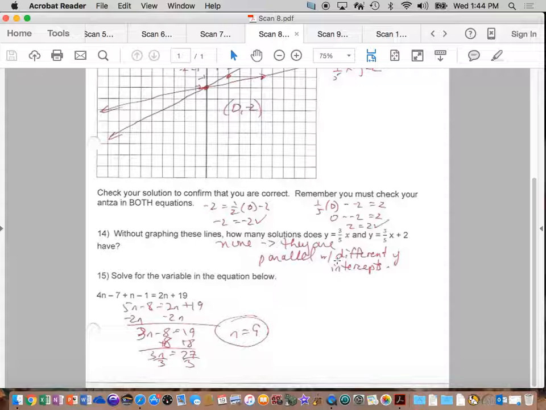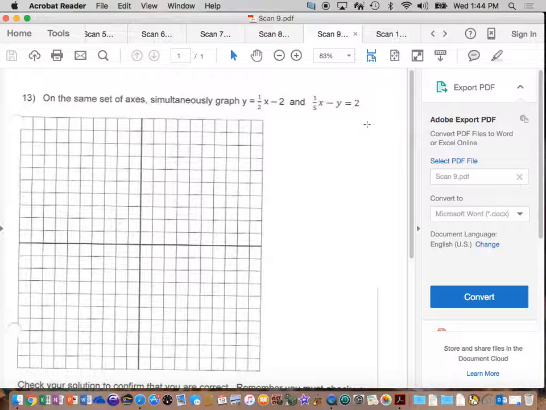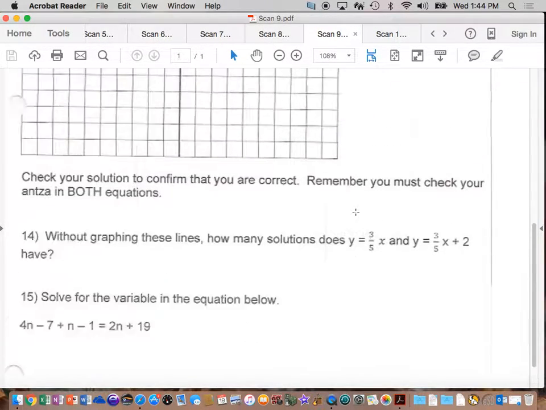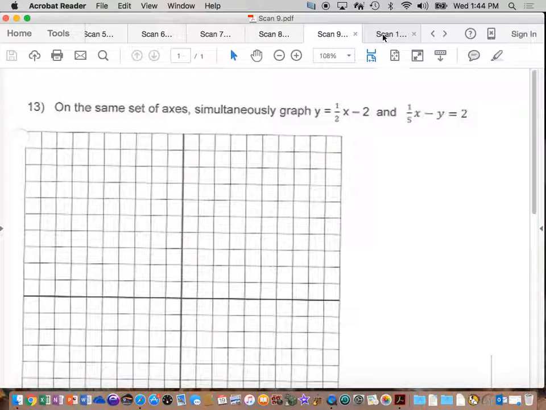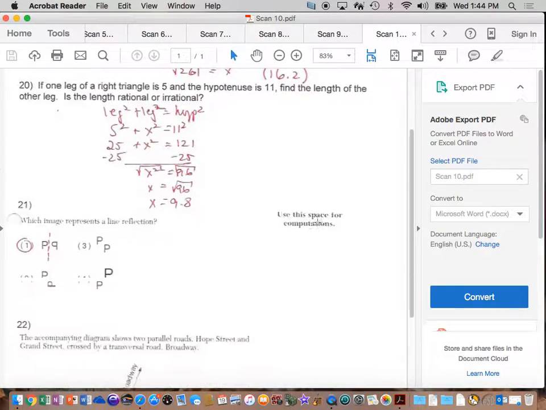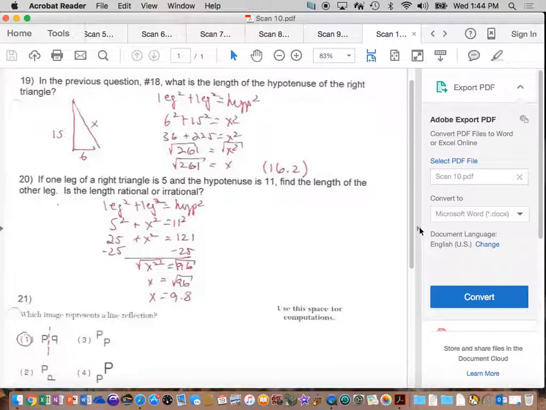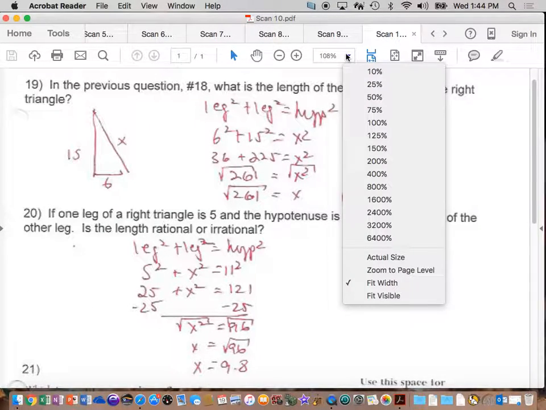Any questions? Okay. Scan 9. Uh-oh, what is this? I didn't need this. I might have had the page backwards here. Let's see, scan 10. Yeah, that one page might have been in upside down, so I might not have the answers to that page recorded. All right, take a look here.